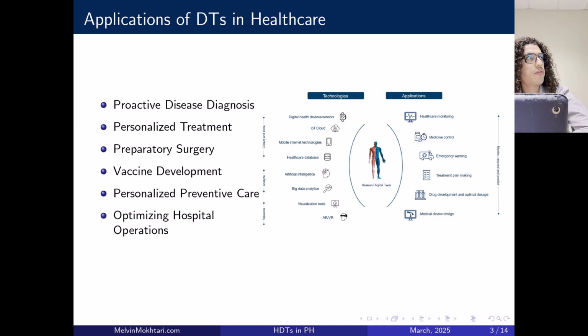The fifth one is personalized preventive care. That means, with ongoing access to digital twins and health data, digital twins can analyze subtle changes in patients' conditions, and by using them, we can create customized preventive strategies to address individual risk factors. Last but not least, we have optimizing hospital operations. Digital twins are revolutionizing how hospitals operate by simulating patient flow and even resource allocation, which helps us improve efficiency and reduce costs, and finally makes hospitals much smoother.